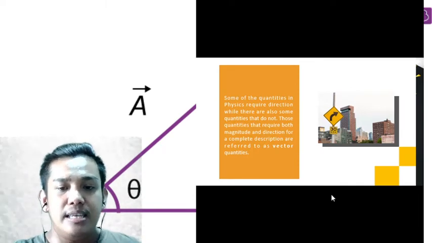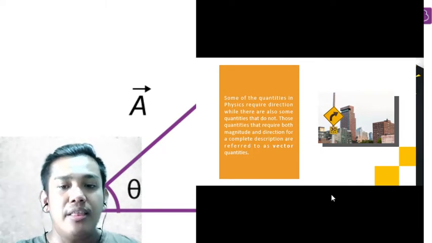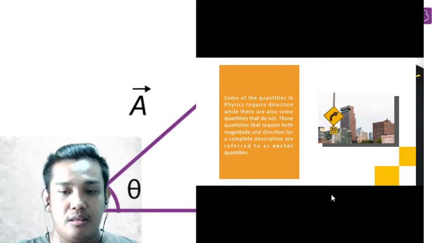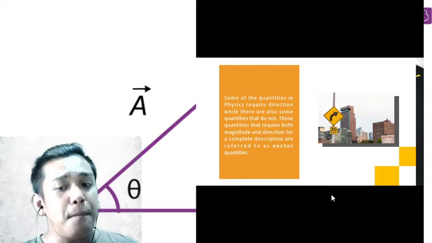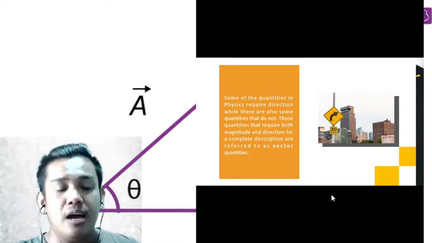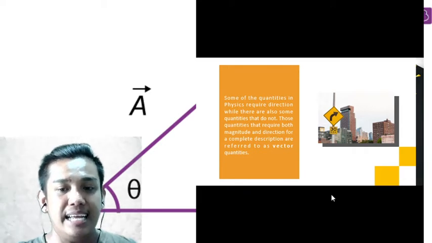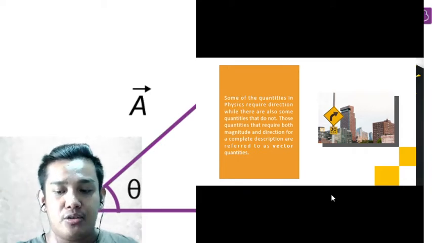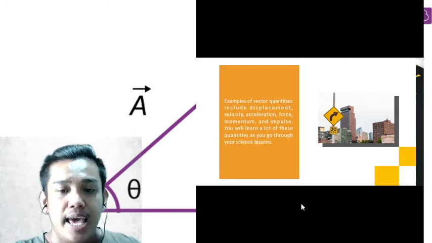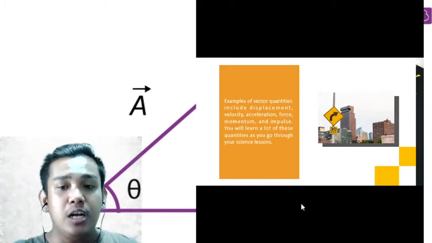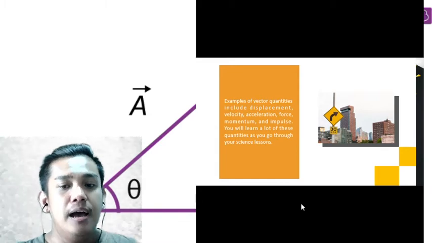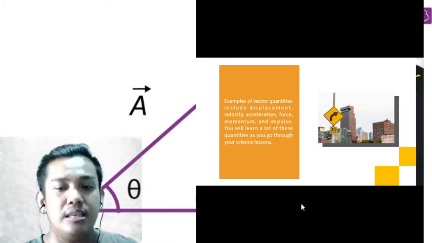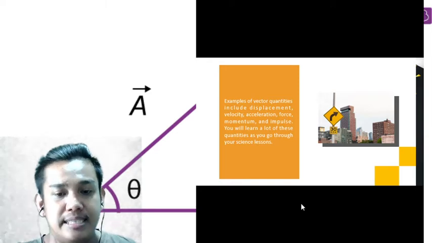Some of the quantities in physics require direction, while there are also some quantities that do not. Those quantities that require both magnitude and direction for a complete description are referred to as vector quantities. Examples of vector quantities include displacement, velocity, acceleration, force, momentum, and impulse. You will learn a lot of these quantities as you go through your science lesson.